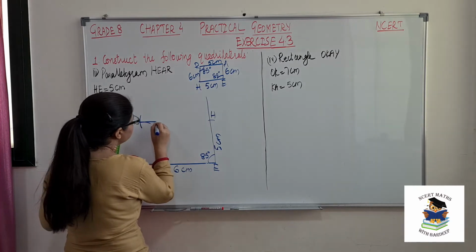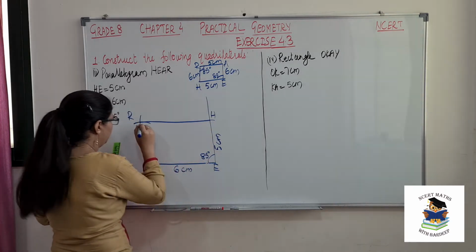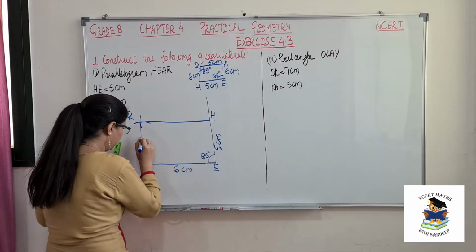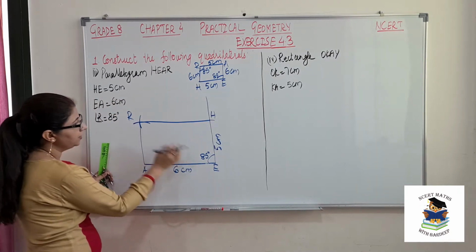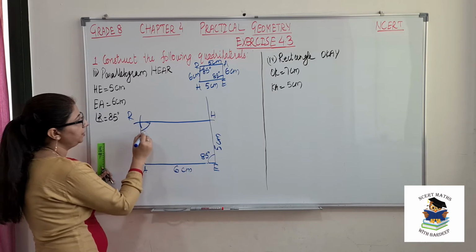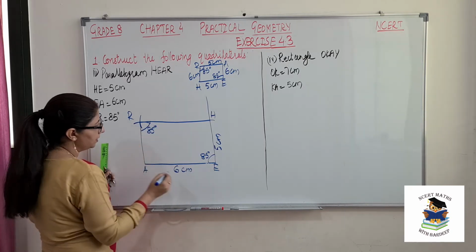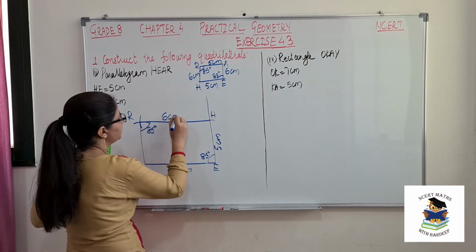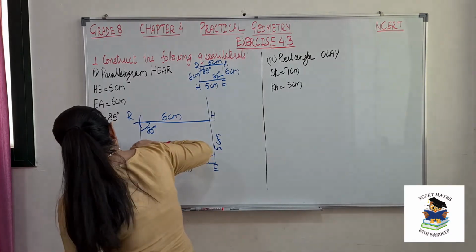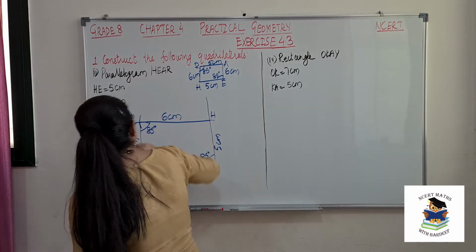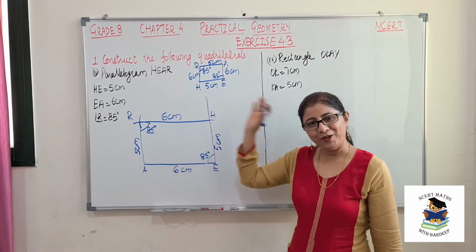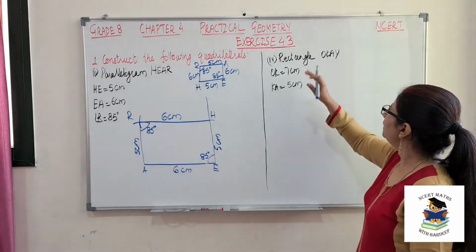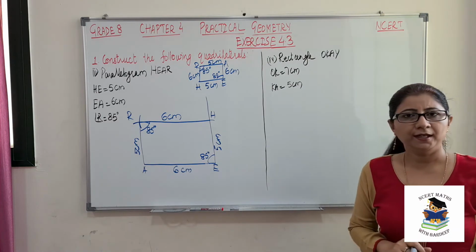Now join this like this. Okay, so this angle will be, if this is 85, this will also be 85. Since this is 6, we will mention 6 centimeter here, and this is also 5 centimeter here. So this is our third part. Now let's see the fourth one. Here it is rectangle OKAY.